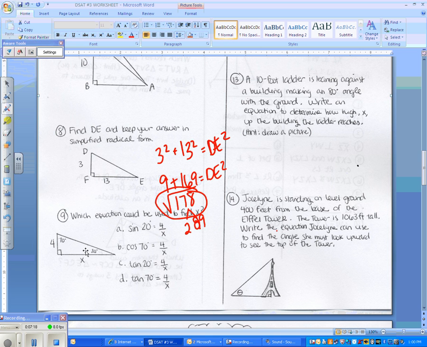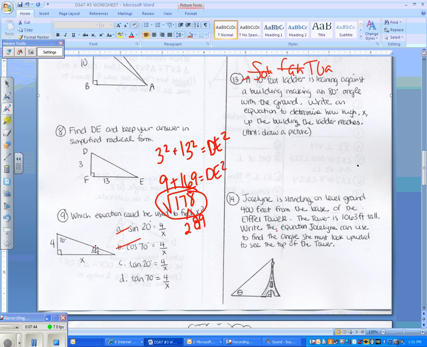Sine of 20 equals 4 over x. Well, this is the hypotenuse, and we don't know anything about it. So we can't use, if you remember, SOHCAHTOA. We don't know anything about the hypotenuse. So that means we can't use sine, and we can't use cosine. Can't use these guys, because we don't know anything about the hypotenuse. So we have to use tan. So right away we know it's not A or B. We have to use tan.